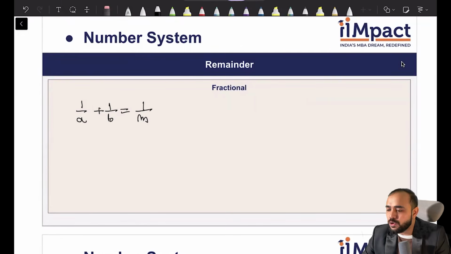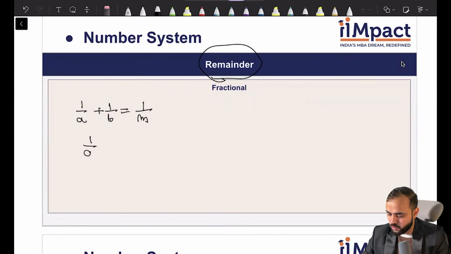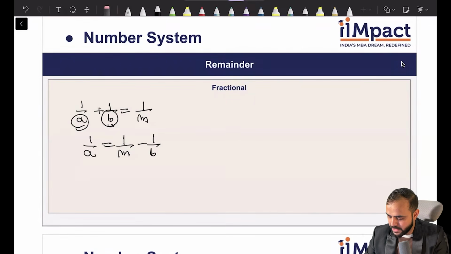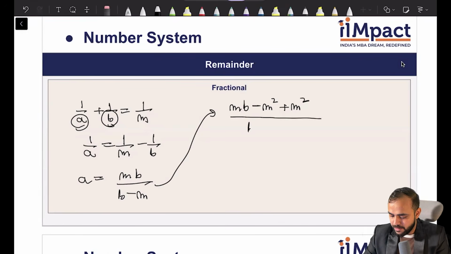Now, the method for this is something which will use remainder in a very creative way. What I'll do is I will separate these two, A and B that I have to find. I'll say 1 by A is equal to 1 by M minus 1 by B. What I will then do is I'll get A is equal to M into B divided by B minus M. After this, I will convert this expression. I will extract some constant out of this. I will write this as MB minus M square plus M square divided by B minus M.